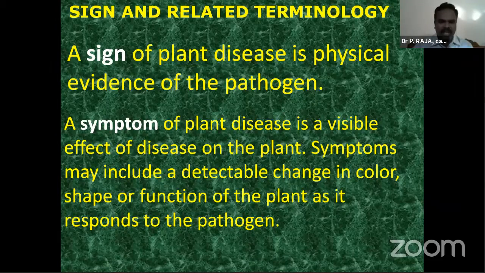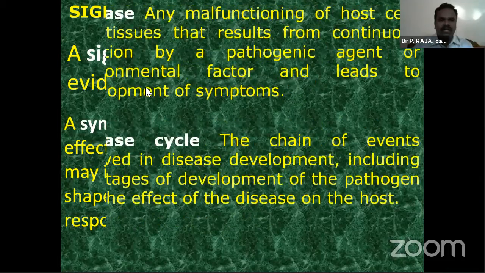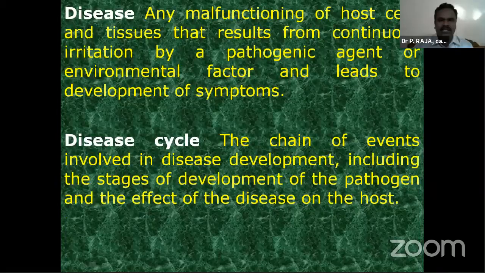After expressing that kind of symptom, the pathogen reproduces on the infected host tissues, and it produces evident bodies that we call a sign. It may be acervulae, it may be hard sporophore, and so on. And disease is any malfunctioning of host cells and tissues that results from continuous irritation by the pathogenic agent or environmental factor. Here comes the environmental factor, that is, an abiotic factor, and it leads to development of symptoms.